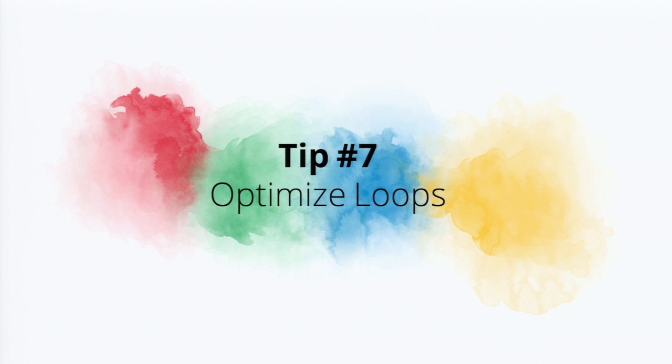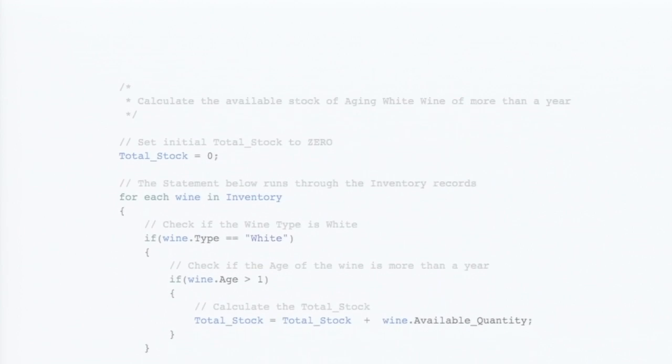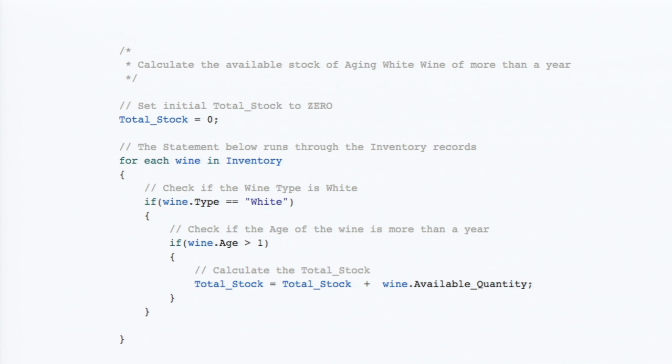If you write your loop, just check whether it's optimized. I'll show you how. So see this example. Can you tell me what this piece of code does by looking at the comment? This calculates the available stock of aging white wine, which is greater than 1 year. So this is basically a simple total calculation.